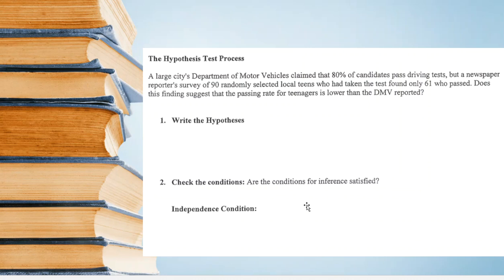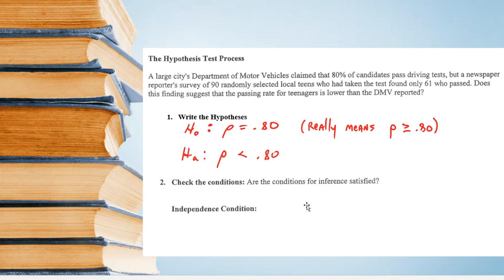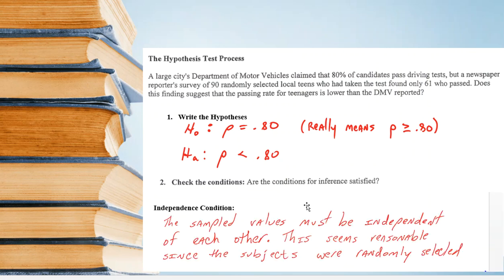So remember, the null hypothesis is going to be a statement that we have a probability equal to something. So when you take a look at this, our null hypothesis says that 80% are going to pass the test. So we're going to say that the null hypothesis is that P equals 80%. When you read a little bit closer, we want to know, is the rate actually lower for teens? So that's why we're going to set our alternative hypothesis as less than 80%.